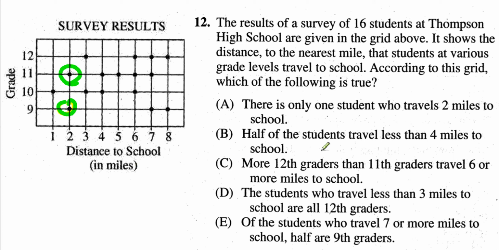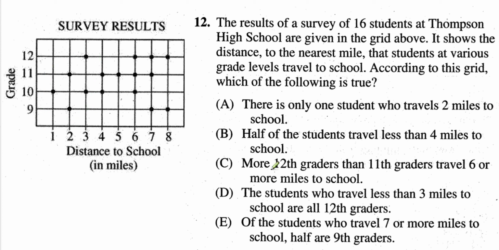So in fact, therefore, the first one will not be correct. All right, how about the second one? Half of the students travel less than 4 miles. Less than 4 means 4 cannot be part of it. So less than 4 miles, that's basically what we're talking about. But we only have 5 students, so that's not correct either.